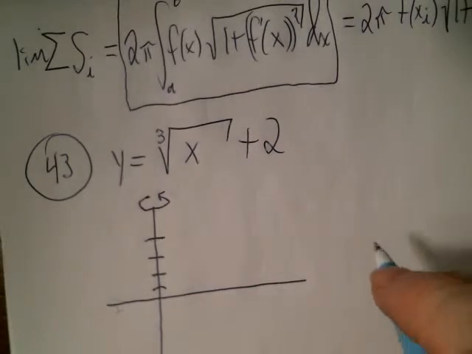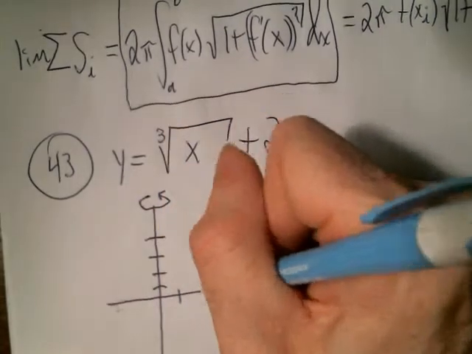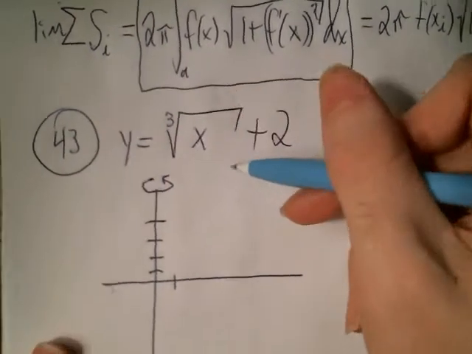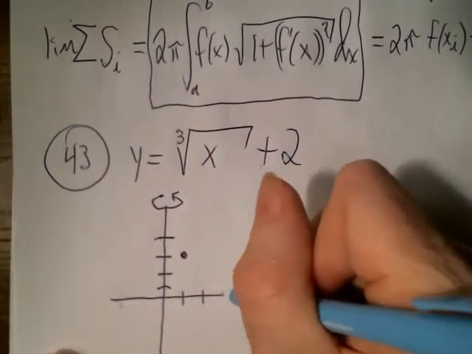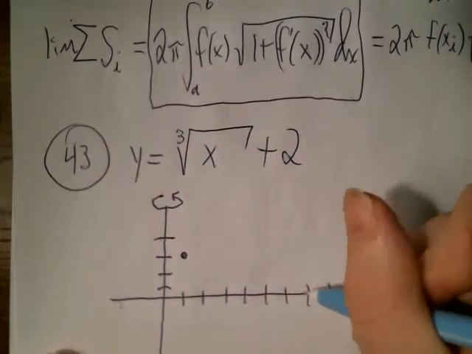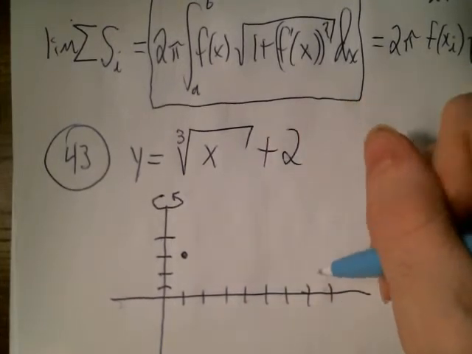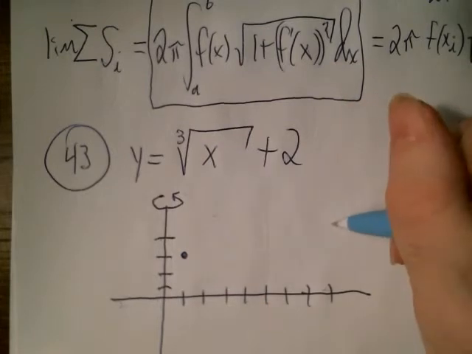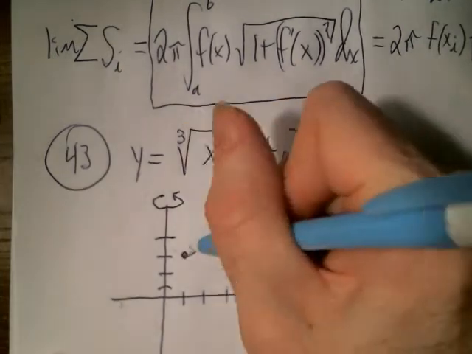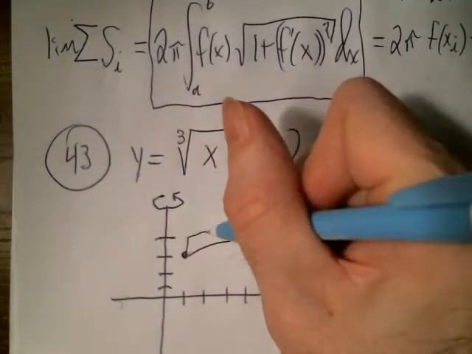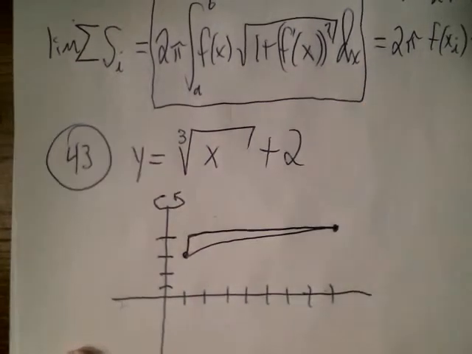Looks like they want x is 8. So at 1, the cube root of 1 is 1, plus 2 is 3. So it'll be right here. 2, 3, 4, 5, 6, 7, 8. And then at 8, the cube root of 8 is 2, plus 2 is 4. So it's this region they're worried about right here, this little sliver region, and they're rotating it about the y-axis.